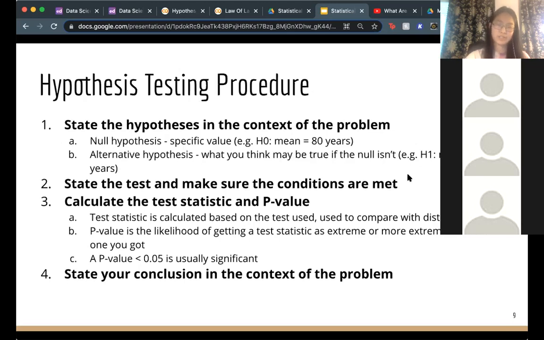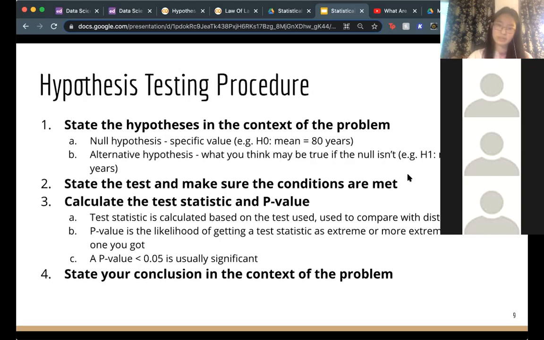Second, I mentioned before there are different tests in hypothesis testing: Z testing, T testing, whatever. It depends on the sample you're using, the distribution, and whether the conditions are there. You have to choose one of those tests. And then once you have the test, calculate the test statistic and the p-value.